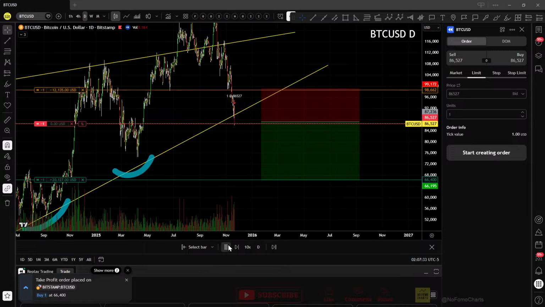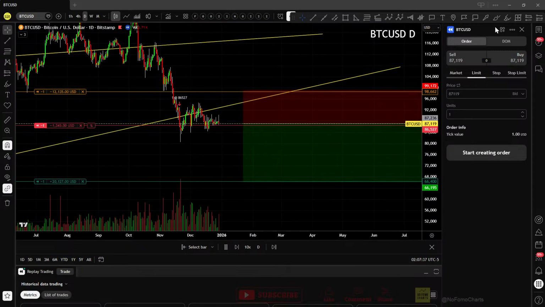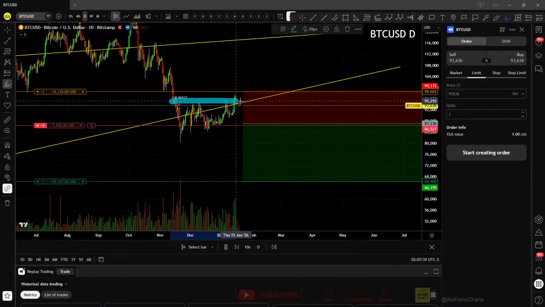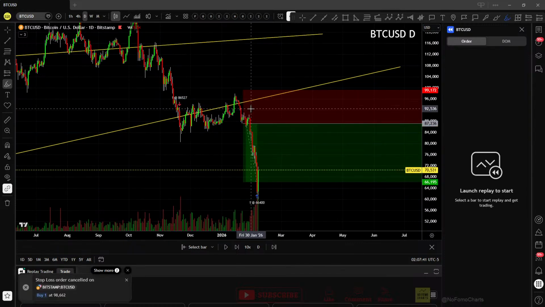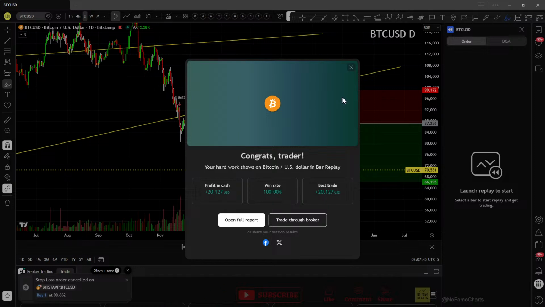We're short right now. We get that bounce, but we get that rejection. Then we can see the rounding, the rejection almost got stopped out. And then actually had a winning. And that last one made $20,000. Bar replay paper money.